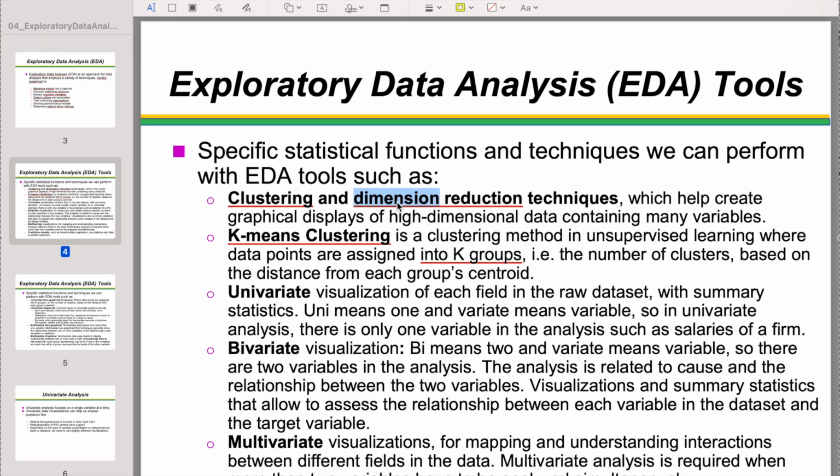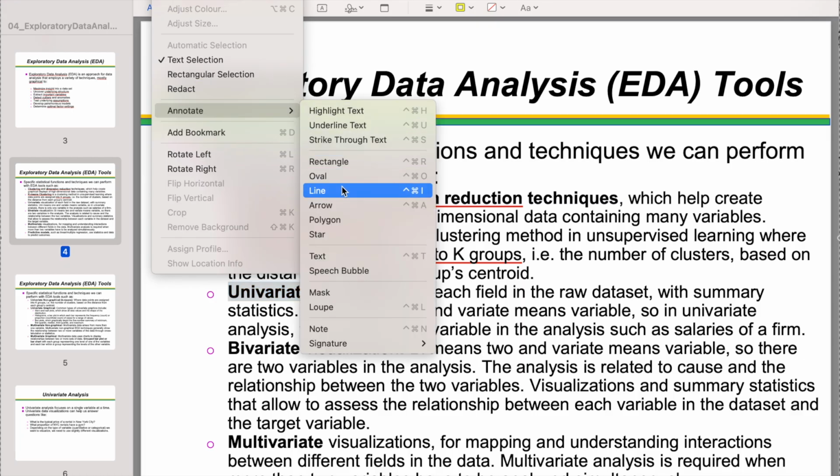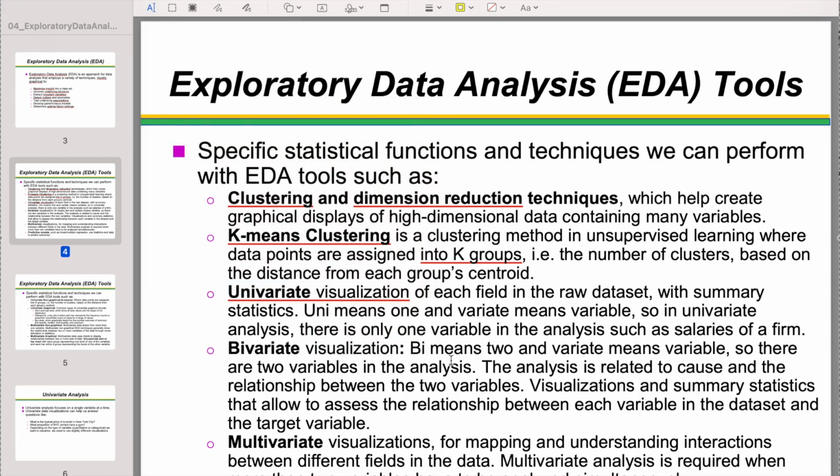So exploratory data analysis can help us to determine this. Do we need this attribute or not? If not, remove it. If it is actually important for answering our goal and the purpose of the analysis, then it needs to stay. So we can do certain visualizations, such as univariate visualization, which means each field in the raw data set is used and we create statistics for it.